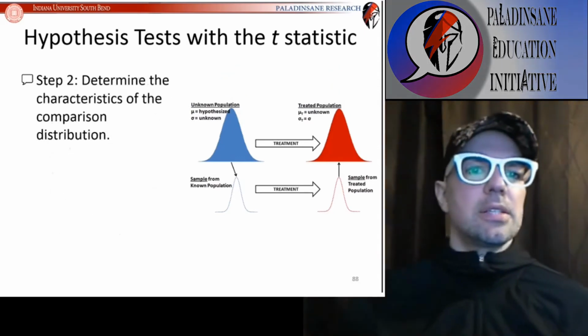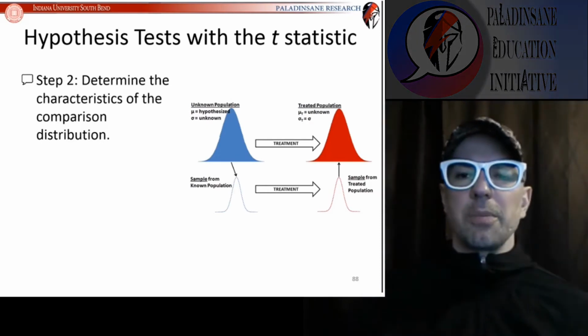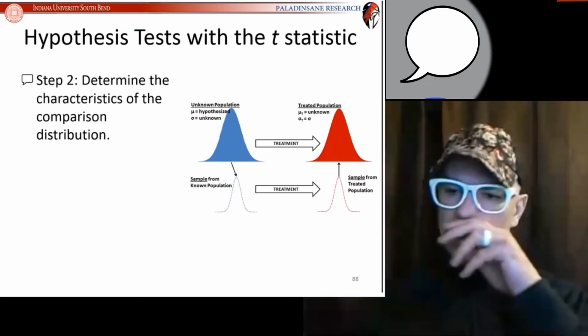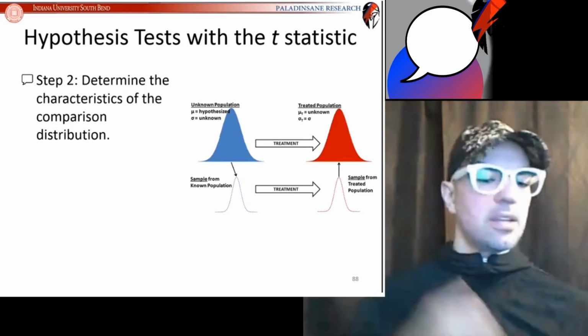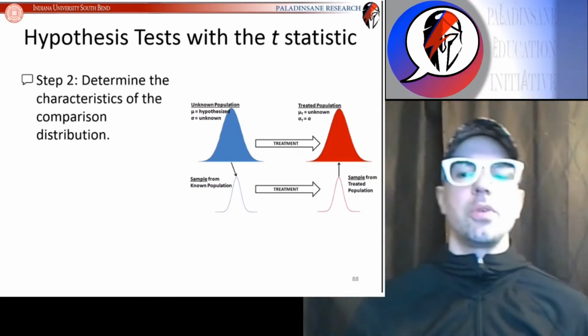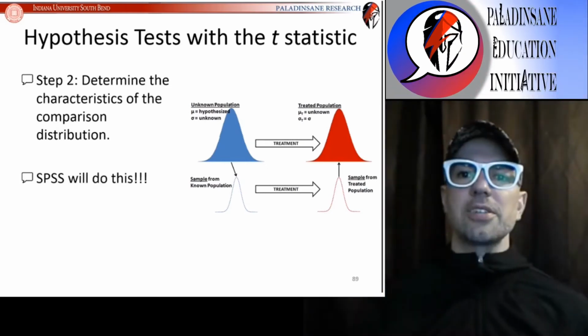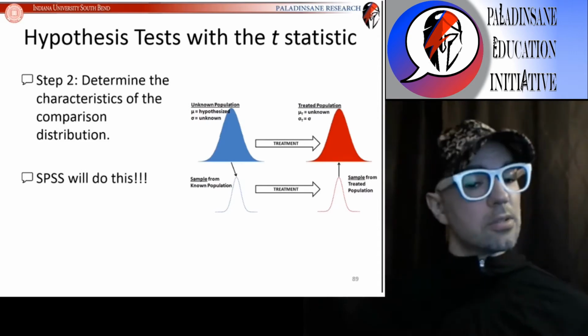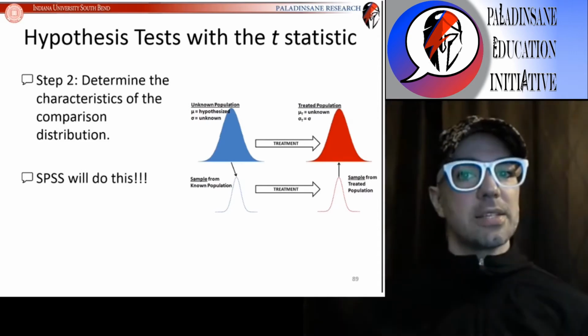All right. Step 2, determine the characteristics of the comparison distribution. Remember, we have to do all those calculations to find out the mean, to find out the standard deviation of our comparison distribution. Well, no more. SPSS is going to do all of that for us. So aren't we glad that we're introducing SPSS?